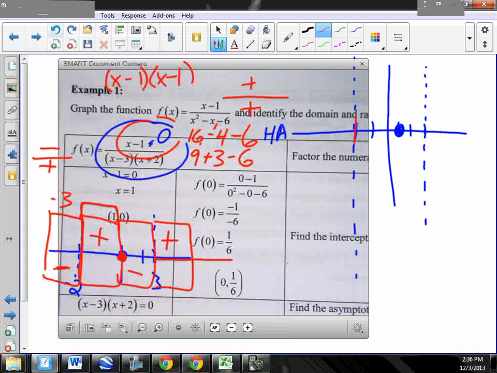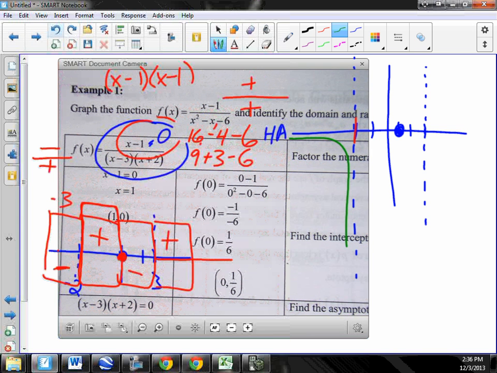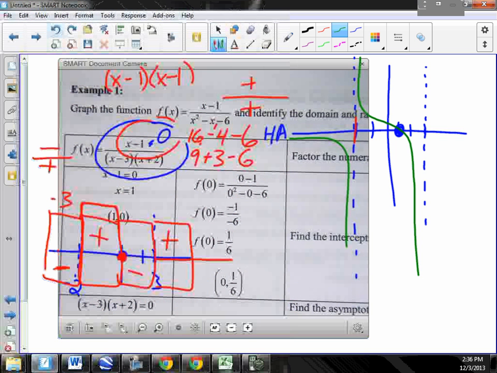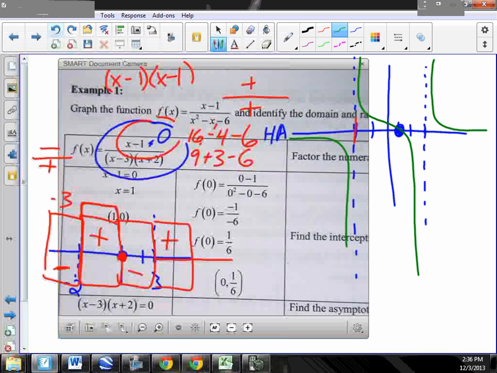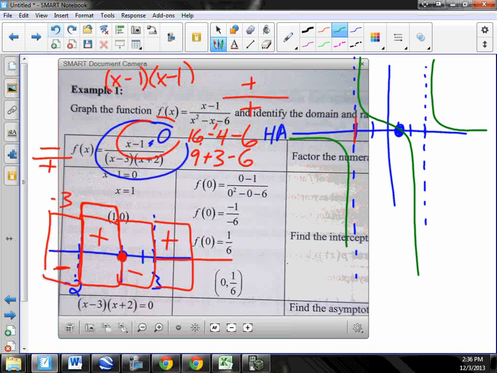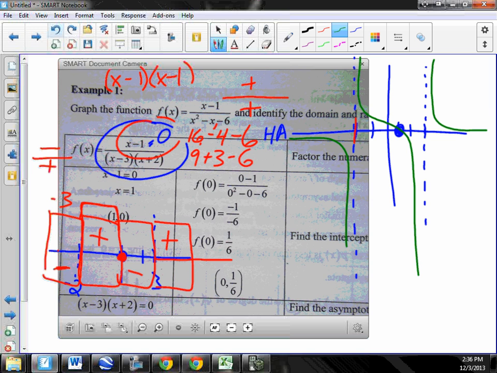Now I have everything I need in order to graph this. So I know where my HA is. It's going to look like that. Look like this. It's going to look like that. Does that make sense? Did that answer your question about the root? Okay. All right. So turn the page.